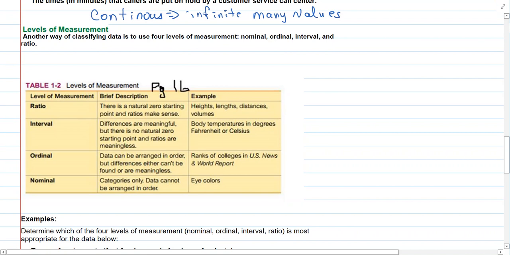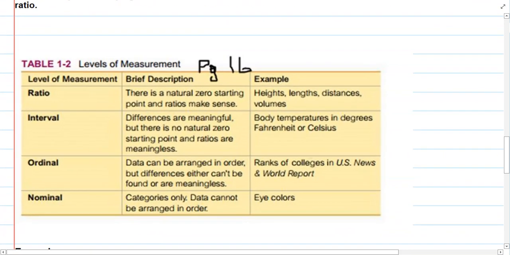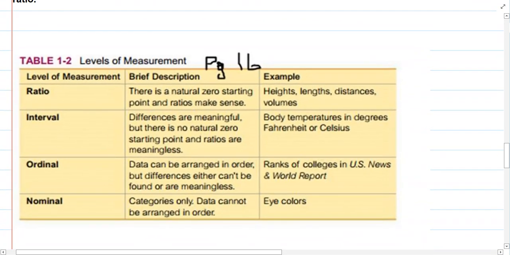Okay, so let's talk about something that is different in approach and very important in understanding. So what we have here is levels of measurement. In this case, and I'm going to make it larger so you don't have any trouble reading that, we have a ratio. A ratio usually means a fraction. Well, fractions or decimals, right? So in this, there is a natural zero. And then there are points and ratios that make sense. Height, lengths, distances, volumes, all vary.